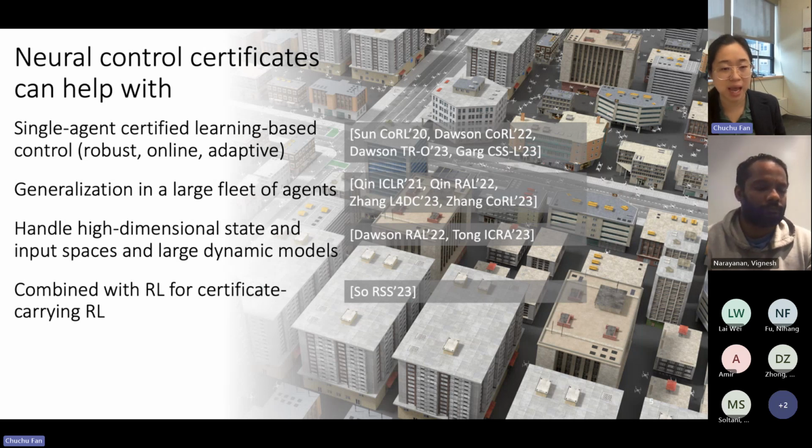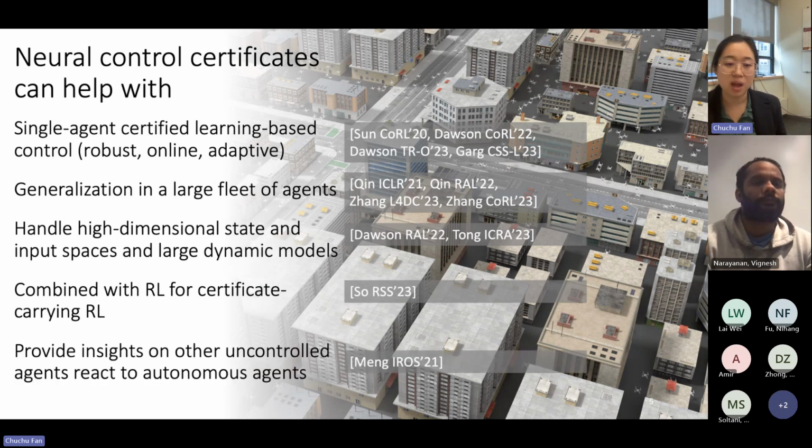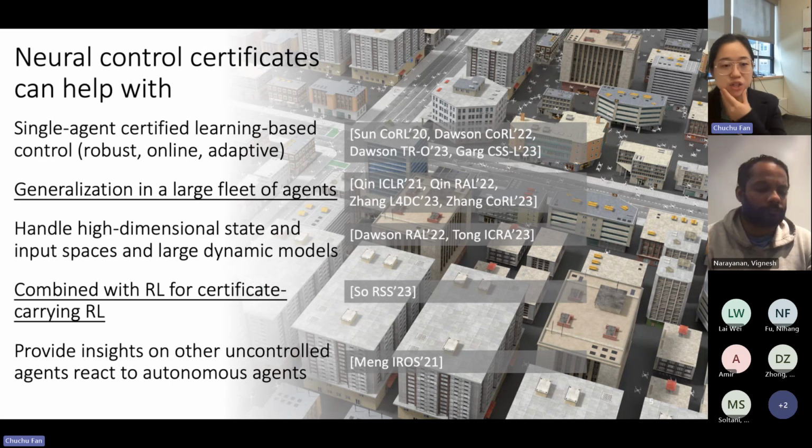This is something a lot of people are interested in because now we really do not have to use the model information. It can go completely model-free, while our control policies come with a very nice certificate function for proving the desired properties. Sometimes neural certificates can also provide insights on how other uncontrolled agents can react to our autonomous agents. I don't know if I will have time to talk about the last part, but if not, I have the paper here, we can check it out. In today's talk, I will primarily focus on the second and fourth points, which are the generalization of the learned controller using neural certificates to a very large fleet of agents, as well as how neural certificates work with reinforcement learning.